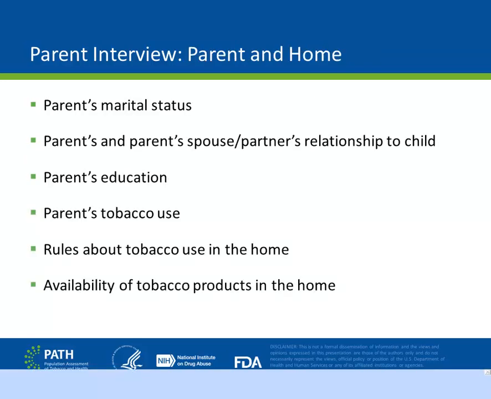The parent is asked a series of questions about his or herself and their household. This includes questions on marital status, the parent and parent spouse or partner's relationship to the child, parents' education, parents' tobacco use, rules about tobacco use in the home, and availability of tobacco products in the home.